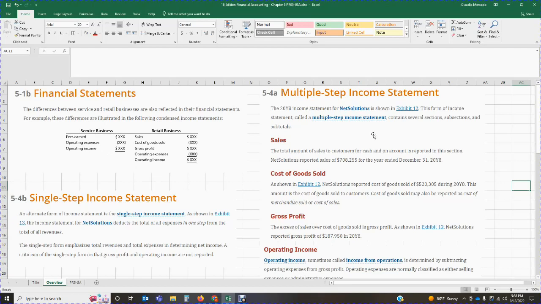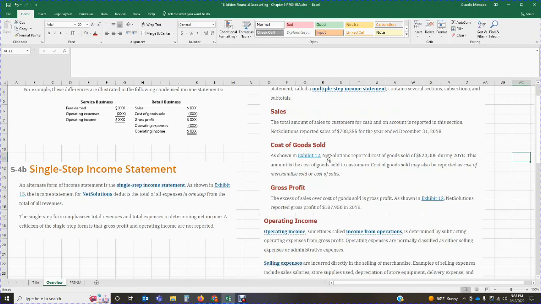Now, the multiple step income statement is more detailed. It has categories that we incorporate to organize the information. We always begin with sales. This is the amount that you actually sell the goods for to your customers. We have our cost of goods sold. This is how much we are paying to purchase the goods that we are reselling. Then the difference between the sales and the cost of goods sold will be your gross profit. This is the money that you made out of the sales.